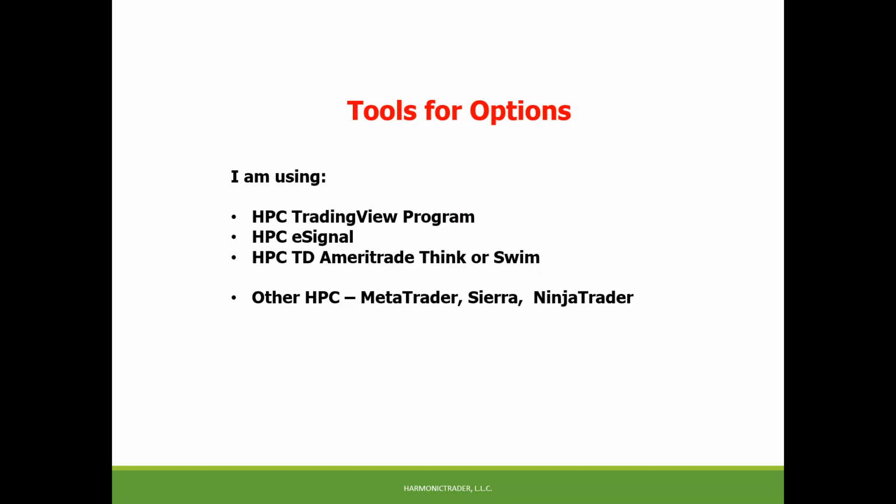If you can get options data on Ninja, Sierra, or MetaTrader, I still say use HPC TradingView because we're comparing underlying stocks with the option charts.